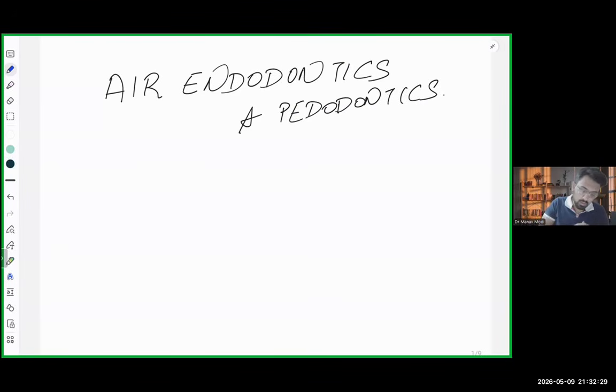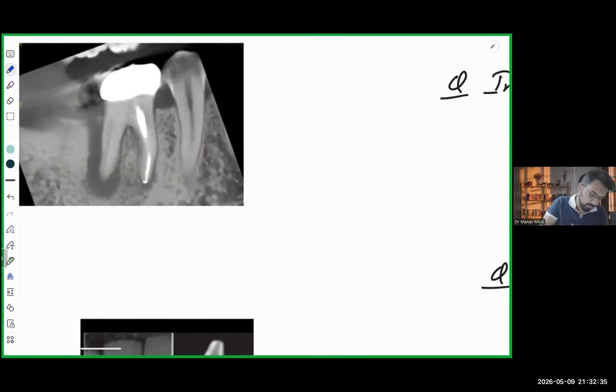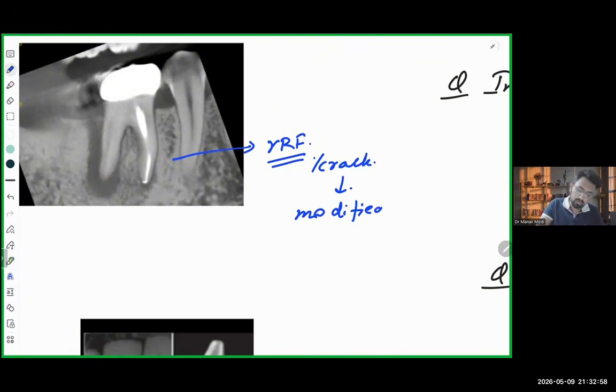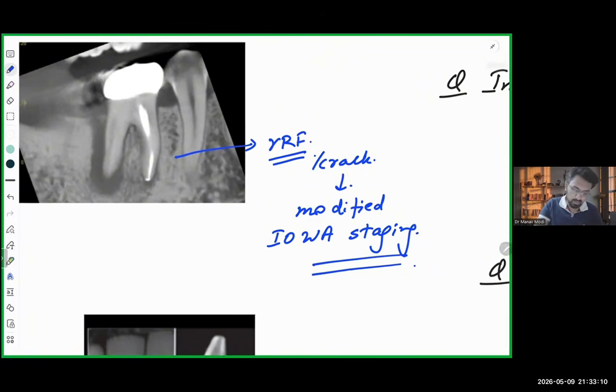So let's start with the radiographic image-based question. We have this tooth with this radiolucency present. It's a J-shaped radiolucency which is seen in vertical root fracture. Then a very important question comes from vertical root fracture or crack: modified IOWA staging is used to check the cracked teeth.